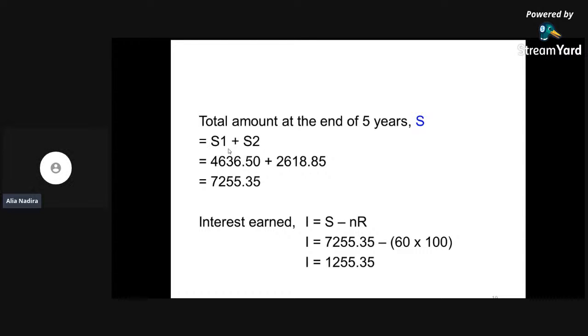Then only can you calculate the interest earned. So for interest earned, you take the total number of years, and 60 because we calculate for 5 years, R is 100. So you get this amount, the interest earned. This part may be a bit confusing. So you look back, but you have to break it into parts.